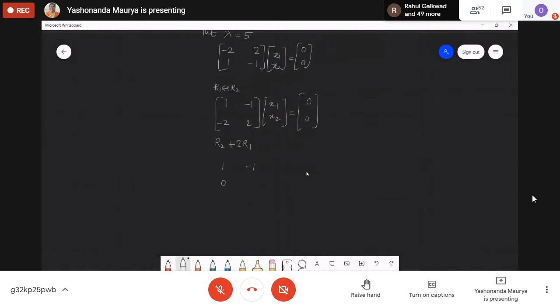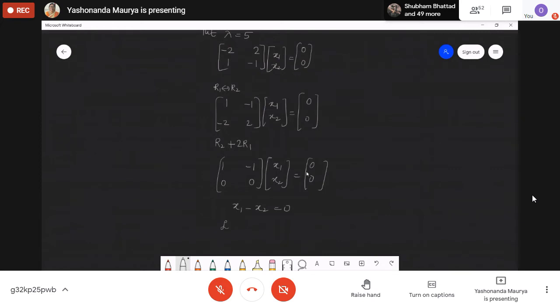So this is 0 and this is also 0, times x1, x2 is equal to 0, 0. Okay, so what are the equations that we get? x1 minus x2 is equal to 0. There's only one equation that we have obtained. And how do we solve this particular equation? We have got two variables and only one equation, so we need to initialize some of the variables.